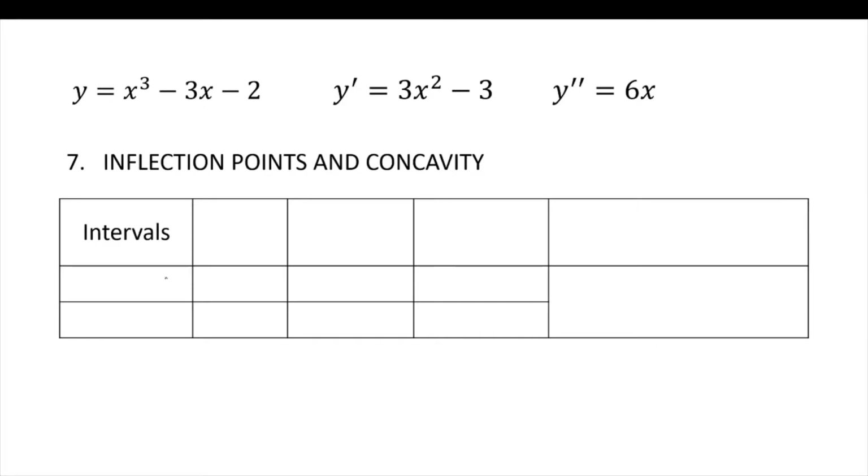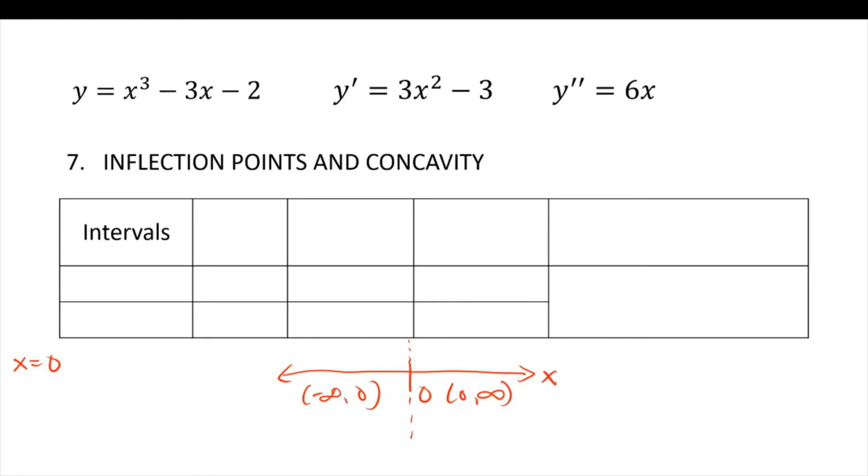Start again with intervals. This time, instead of using the x value of the critical points, we'll be using the x value of the possible inflection point. So we have x equal to 0. Then this is our x-axis. Let's say this is x is equal to 0. So we have two regions. Okay, negative infinity to 0, and then 0 to positive infinity.